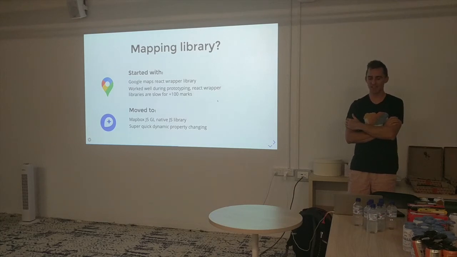So it turns out that React wrapper libraries on native JavaScript libraries can often be fraught with performance issues because of the way the React engine runs, and it's basically trying to constantly update the native library, and you just get all kinds of performance issues. So after some time we moved to Mapbox GL JS, and natively wrapping on that, and there's some really cool features in there that make it super quick.